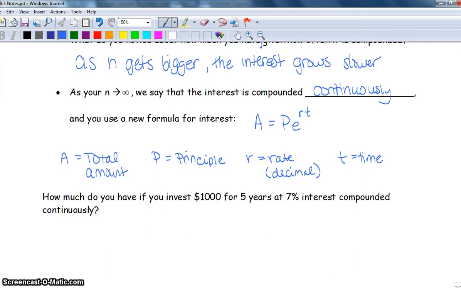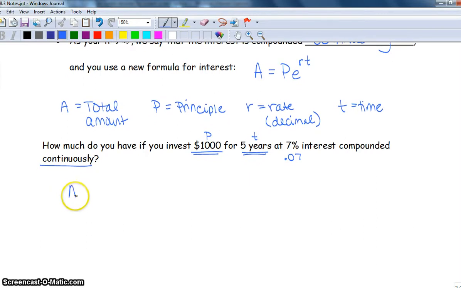So how much do you have if you invest $1,000 for 5 years at 7% interest compounded continuously? So we've got 1,000, that's my P, 5 years, my t, 7% is 0.07 as a decimal, and it's compounded continuously. So only if it's compounding continuously do we use this new formula. We plug all that we know in, so A is equal to 1,000 times e raised to the 0.07 times 5.